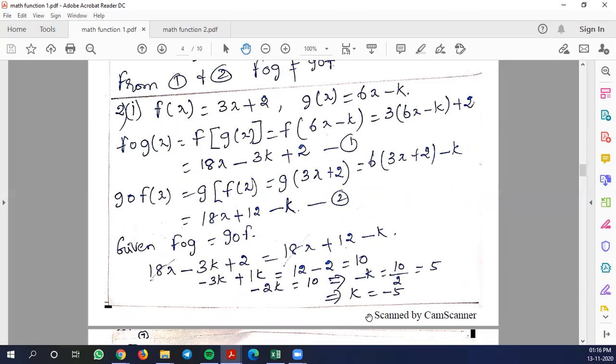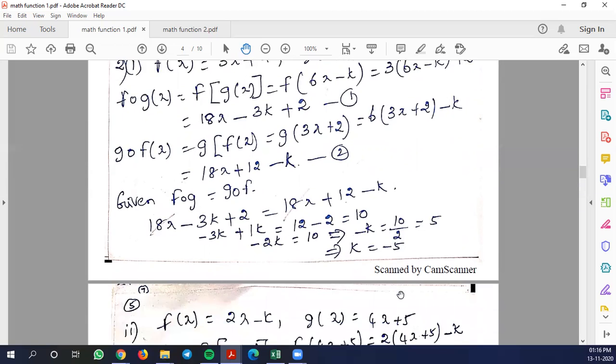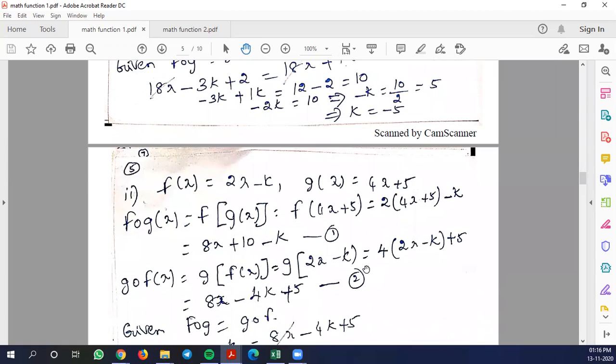It is 5. So k is equal to, multiply throughout by minus. Since you are having minus k, minus into minus is plus k, plus into minus is minus. So k equal to minus 5. Then the second part, f of x equal to 2x minus k, g of x equal to 4x plus 5.